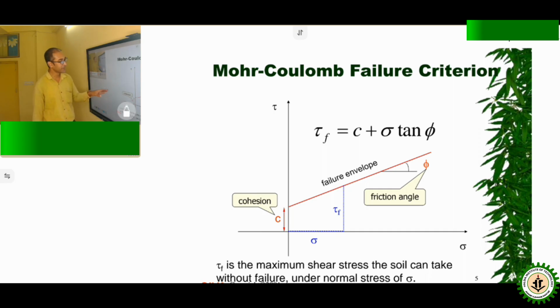Here we can see the Mohr-Coulomb failure criteria. This is the diagram of tau versus sigma: this is the normal stress on the x-axis, and on the y-axis this is tau. We can say that tau f equals C plus sigma tan phi. C is cohesion, sigma is normal stress, and phi is the frictional angle. So tau f is the maximum shear strength the soil can take without failure under the normal stress of sigma.